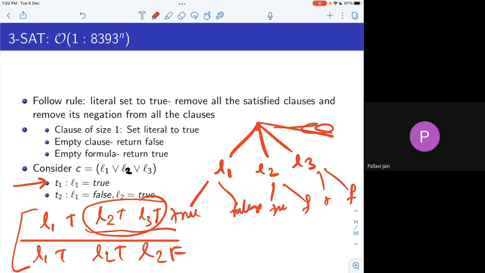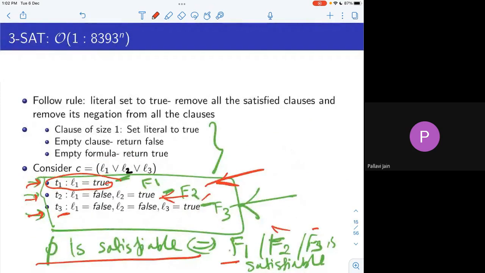I think where we are saving is that we are not trying all possible assignments. We are not saying which ones are all true. We are saying if any one is leading us to true, we are fine with that. Actually, we are trying all possibilities, because the clause has to be satisfied. If we start with any clause, we try these three branches only. If you go to a sub formula, then again you will only try these three.